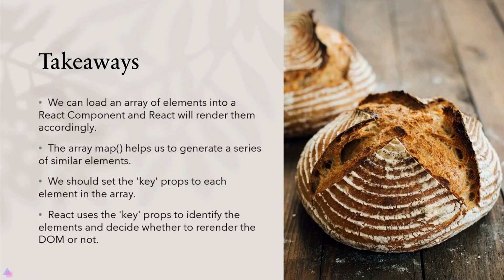Alright, key takeaways for this lesson. We can load an array of elements into a React component and React will render them accordingly. The array function map is incredibly useful to help us generate a series of similar elements. We should set the key props to each element in the array, and React uses the key props to identify the elements and decide whether to re-render the DOM or not. That's it for this lesson, and I'll see you again in the next video.